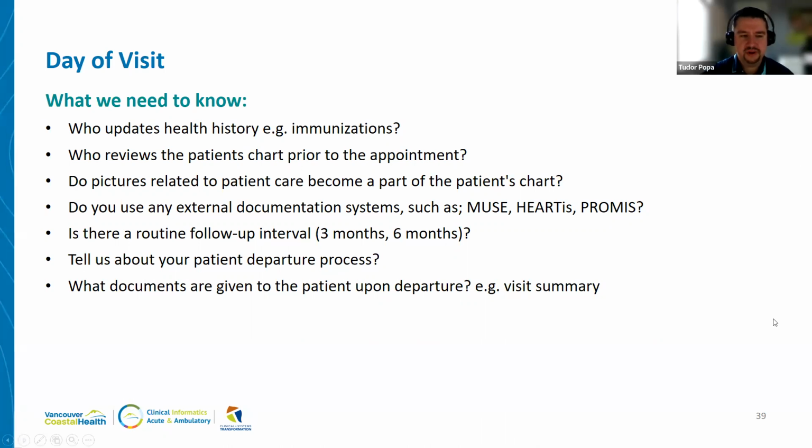What is the departure process like for the patients? Once they're seen by the doctor, Michelle, is there anything else you do from your standpoint? No. Nothing. Okay. What documents are given to the patient? No paperwork? No visit summary. Okay. Next slide.